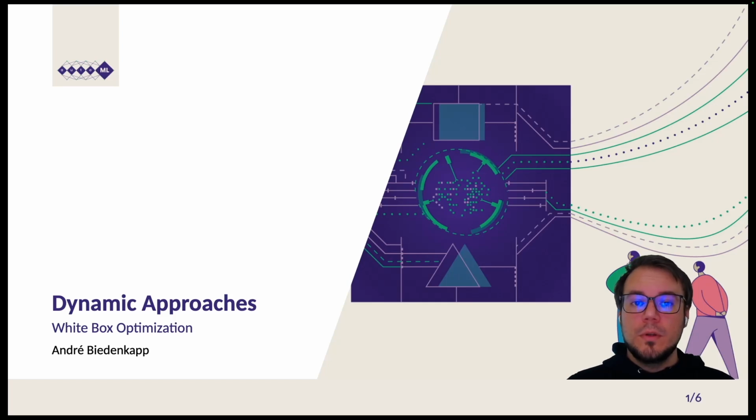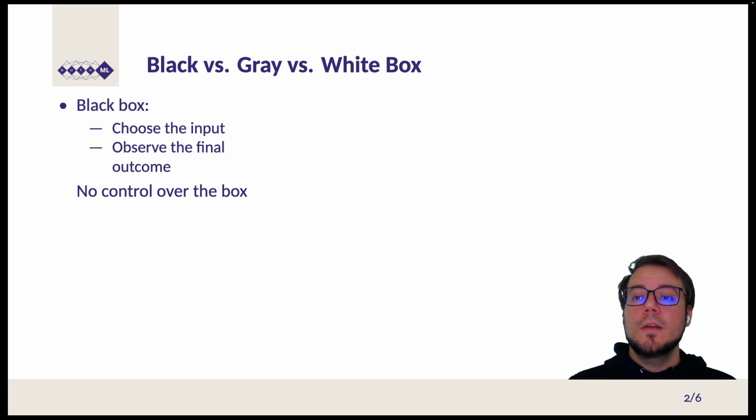Welcome back to the module on dynamic approaches for AutoML. In this unit, we are going to talk about white box optimization approaches. Now, in the last unit, we have already covered the motivation behind why we want to move away from a black box view, but let me reiterate here.